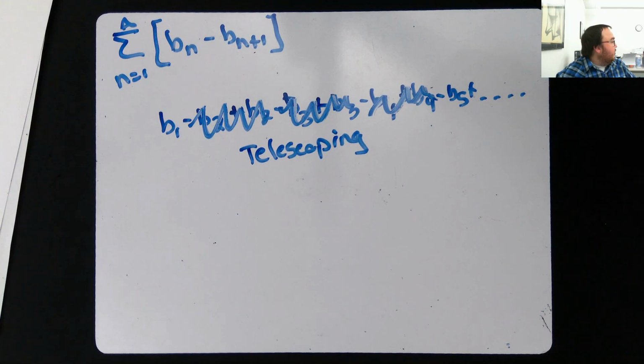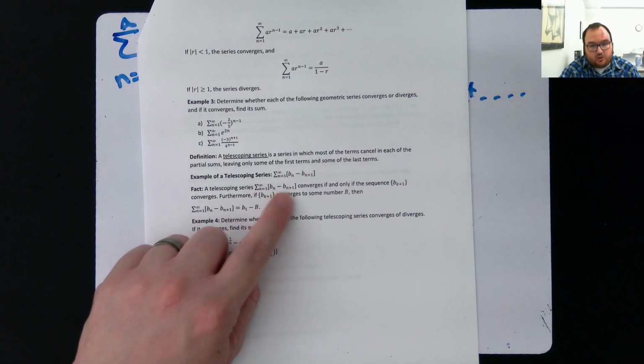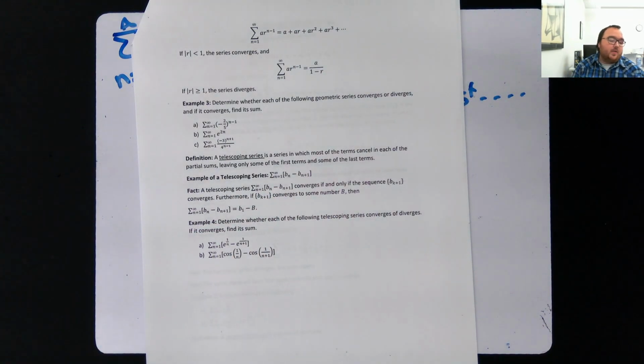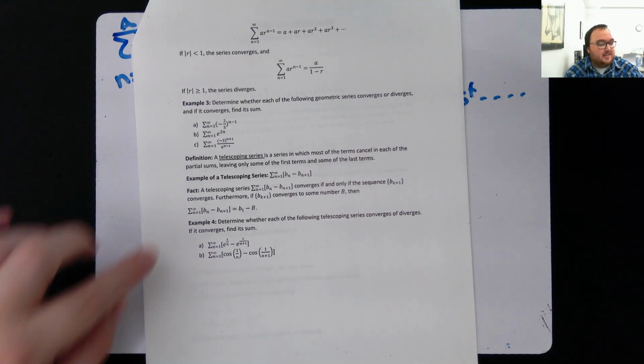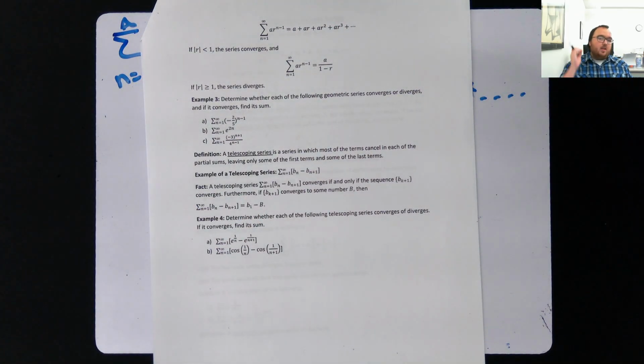So how I'm going to see what's happening here: a telescoping series, which is what we just said, converges if and only if the sequence b_(k+1) converges. Furthermore, if b_(k+1) converges to something, we'll just say b, then the sum is b1 minus that b. So I'm going to look at what happens to my last term, and that will help me out.